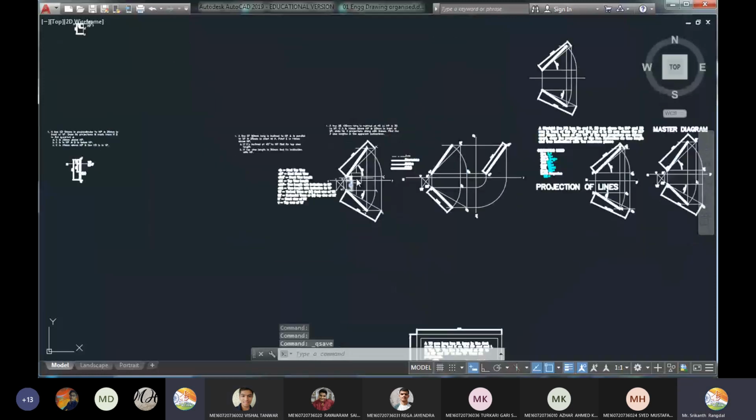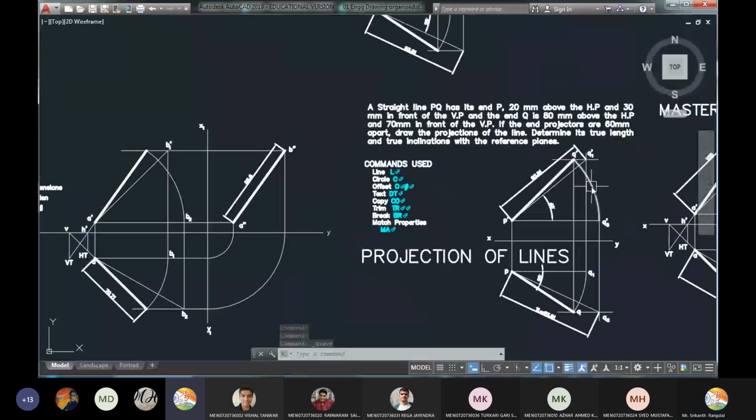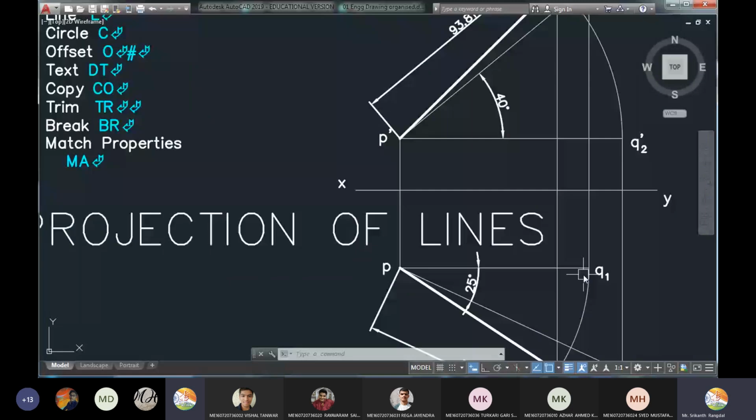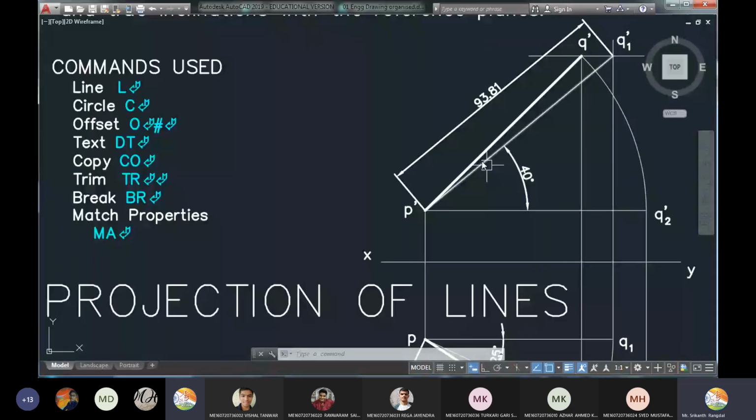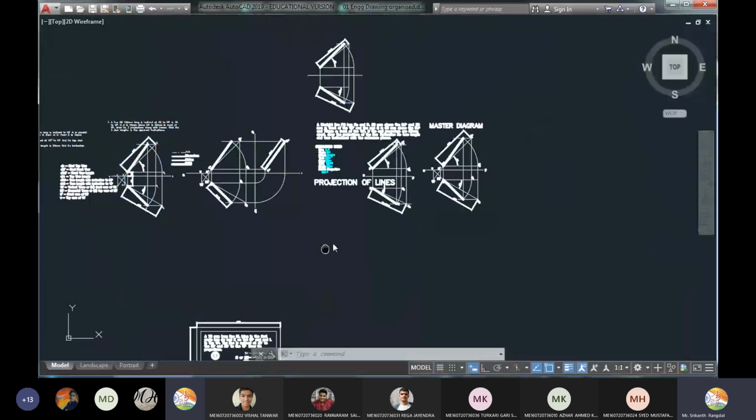Okay. So let's go ahead and take another problem. For this problem, you have to follow exactly the same procedure. The only difference is that some of the angles are given differently. Let's take up another problem, slightly different one.